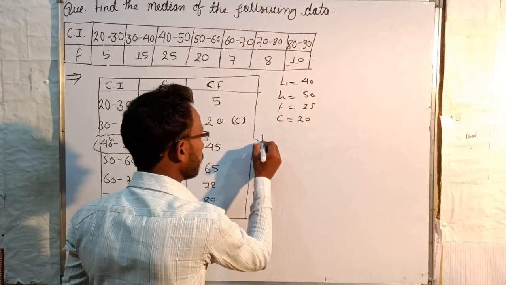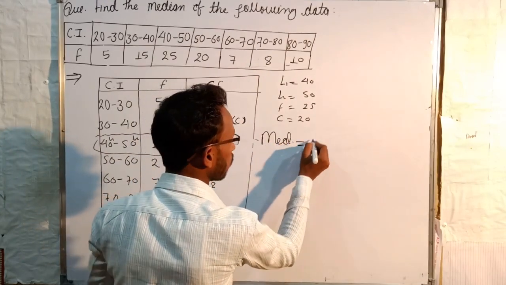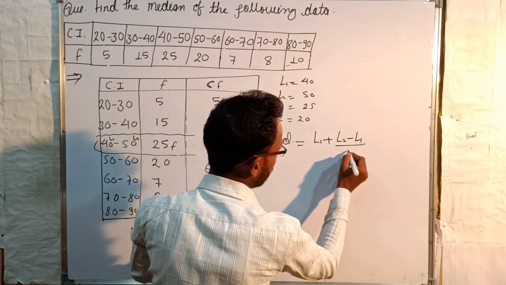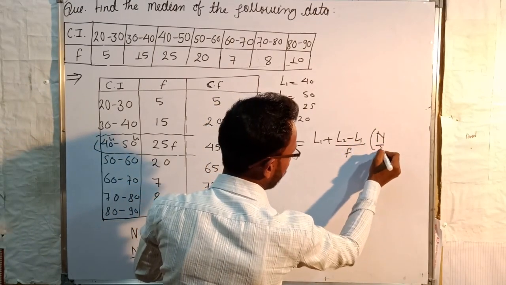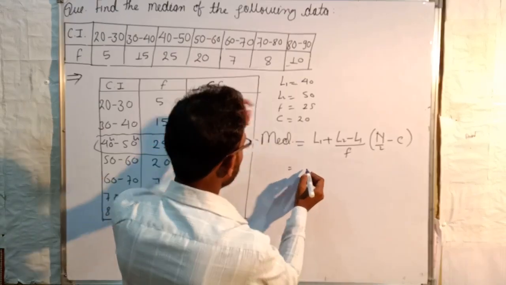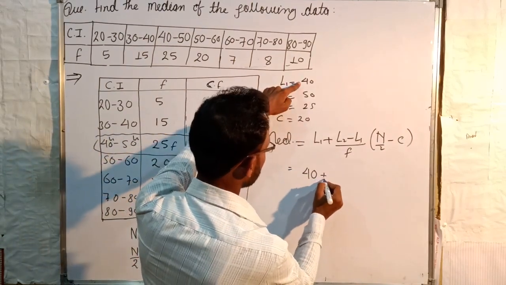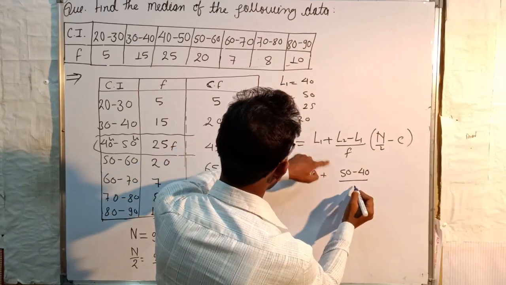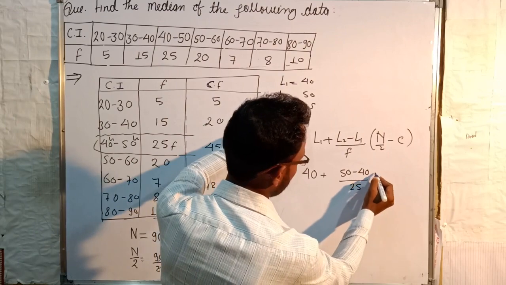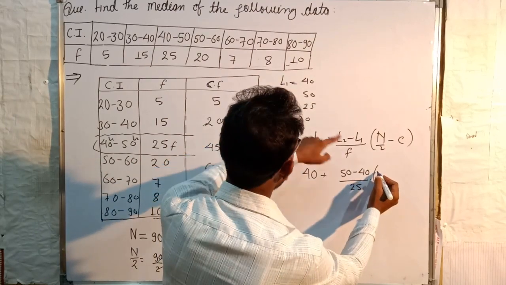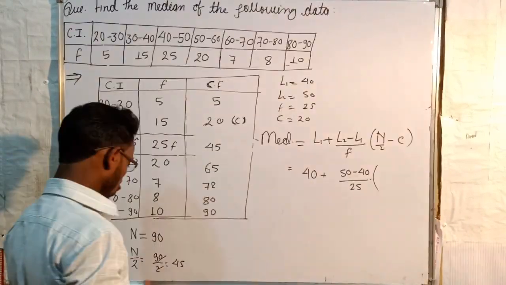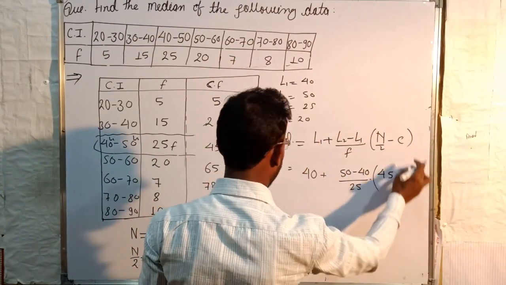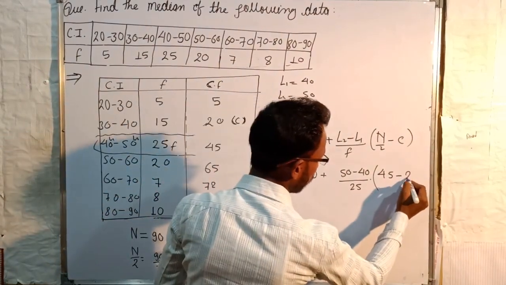Median is equal to L1 plus (L2 minus L1) divided by F multiplied by (N by 2 minus C). L1 is 40, plus L2 is 50 minus L1 which is 40, by F which is 25, multiplied by N by 2, which is 45, minus C. C is 20.